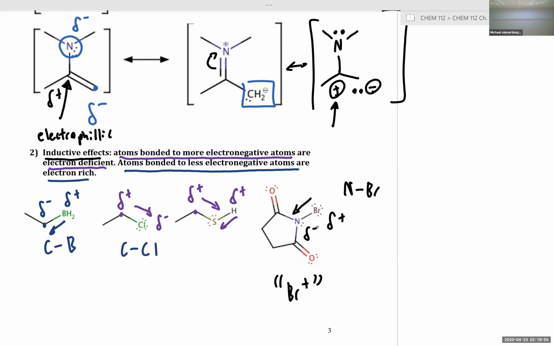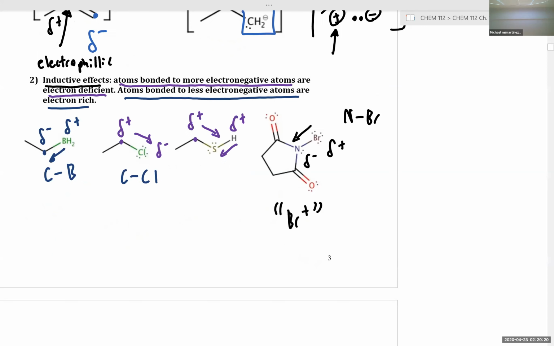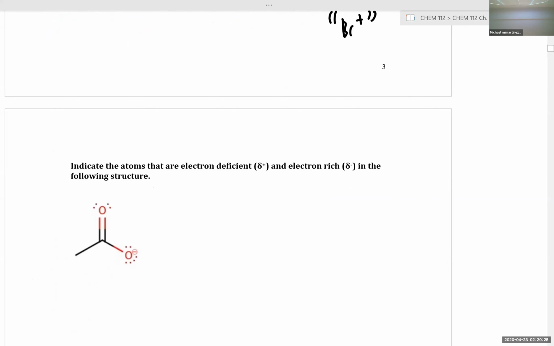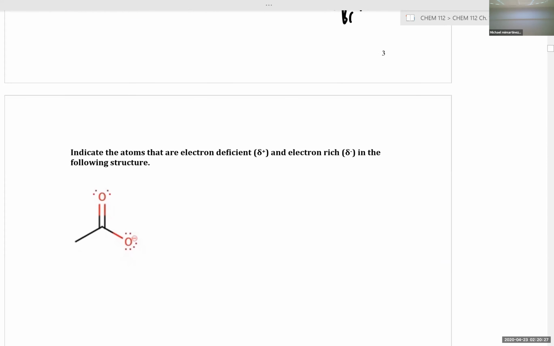So always keep in mind inductive effects, because you need to identify nucleophilic and electrophilic sites in order to predict patterns of reactivity. That's the skill we're trying to develop. So your goal, and essentially the whole point of this exercise, is to be able to look at a molecule and say, this is nucleophilic, this is electrophilic, this is how our molecule can react. Okay, so let's try to put these concepts together and apply them to the following problem.